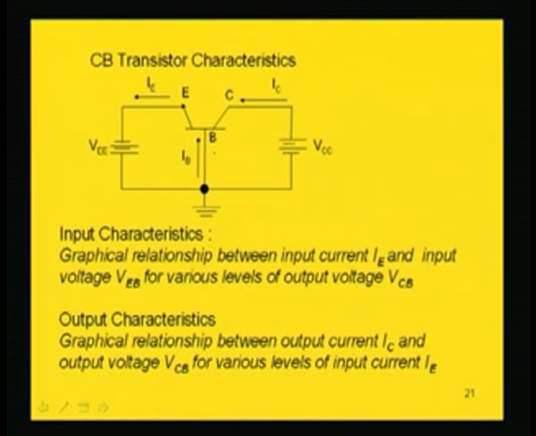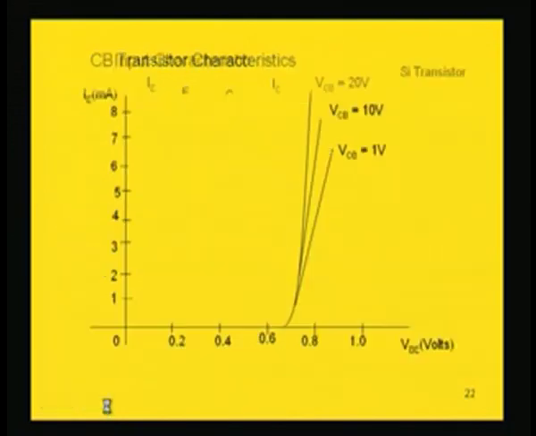Similarly, the output characteristic is the graphical relationship between the output current IC and the output voltage VCB for various levels of input current IE. So, the output characteristic can be drawn for various levels of input current IE, between VCB and IC. These two characteristics we have to know in detail. So, let us first consider the input characteristic.